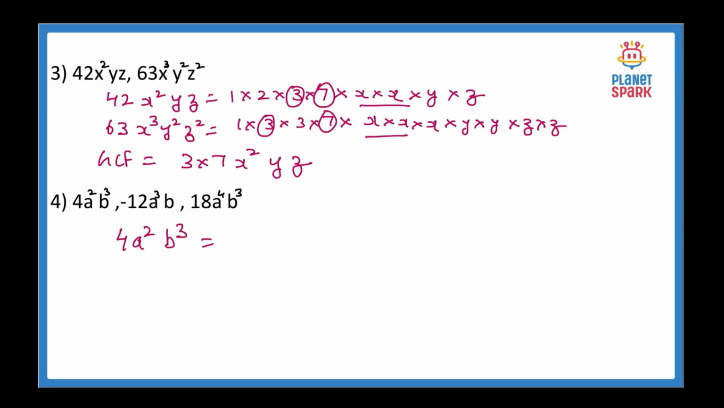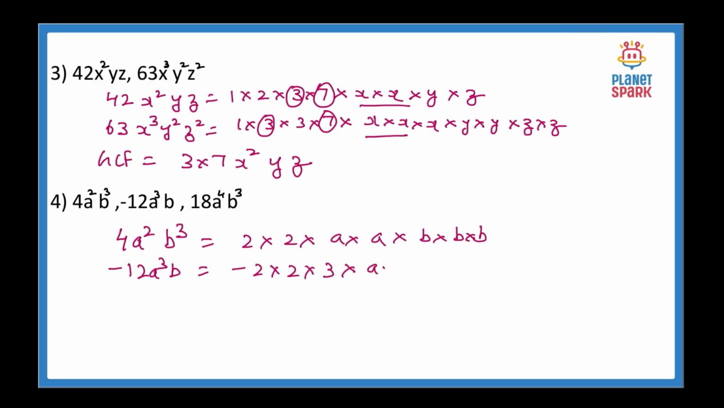Next, 4a square b cube can be written as 2 into 2 into a into a into b into b into b, minus 12a cube b would be written as minus 2 into 2 into 3 into a, which will come 3 times, into b, and 18a raised to the power 4 b cube would be written as 2 into 3 into 3 into a, which will come 4 times, and b into b into b will come 3 times.